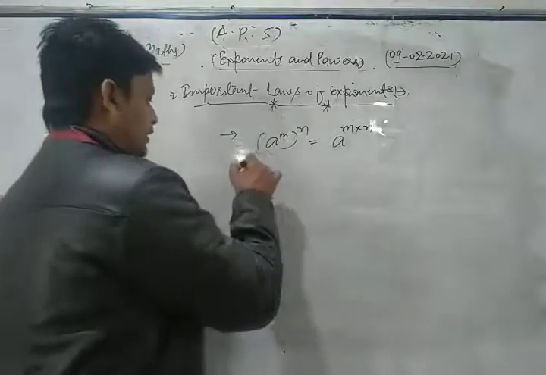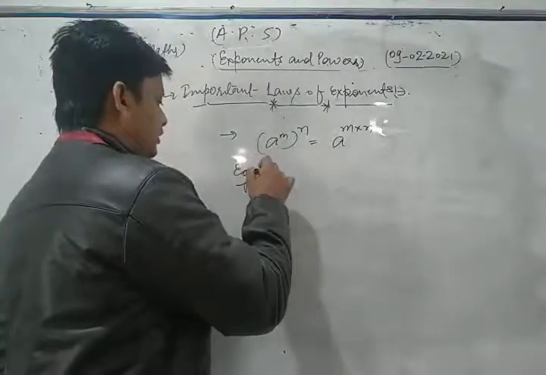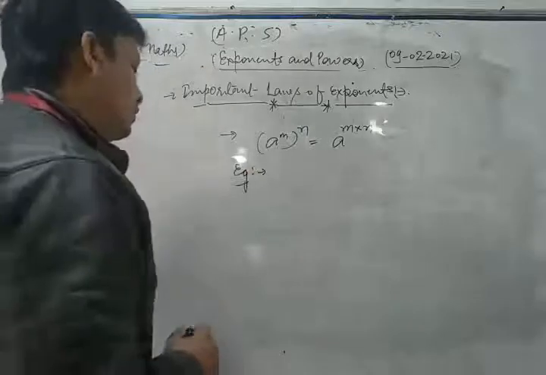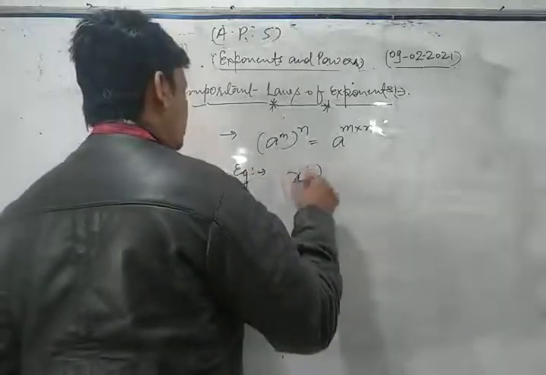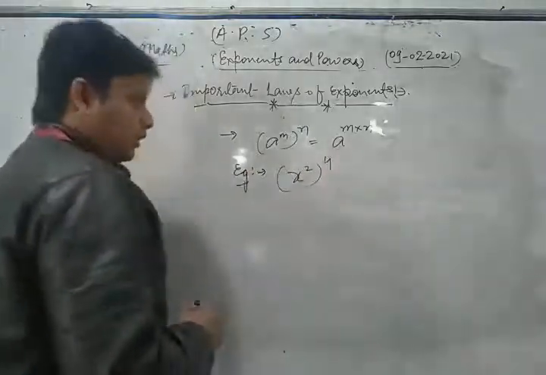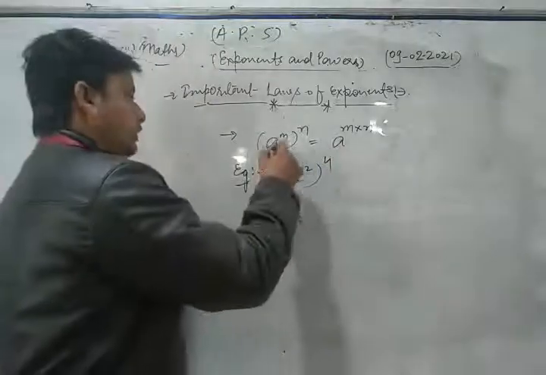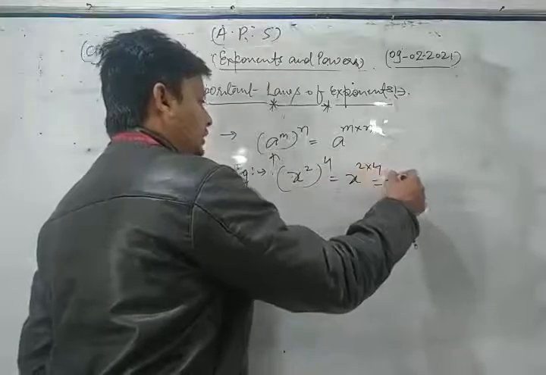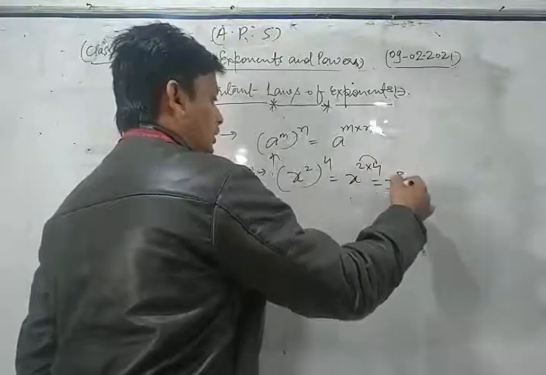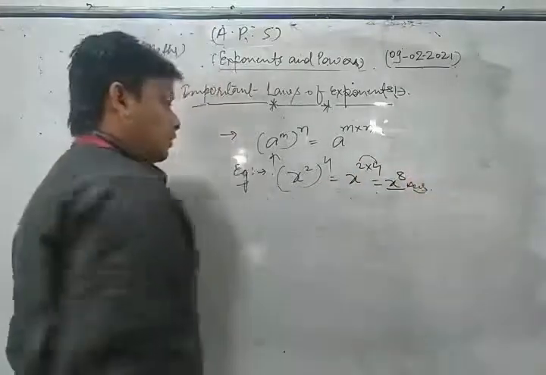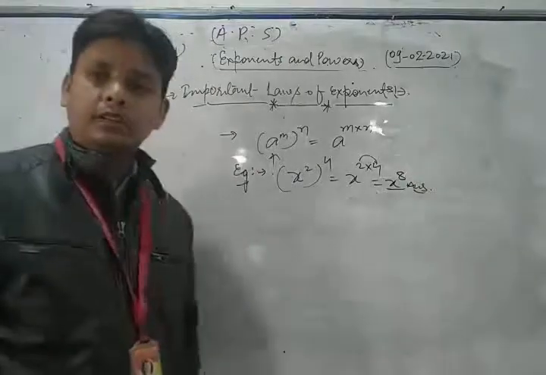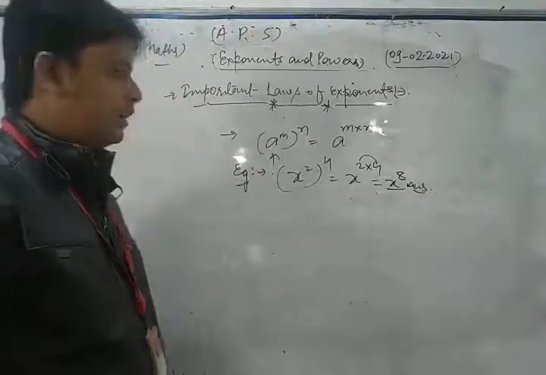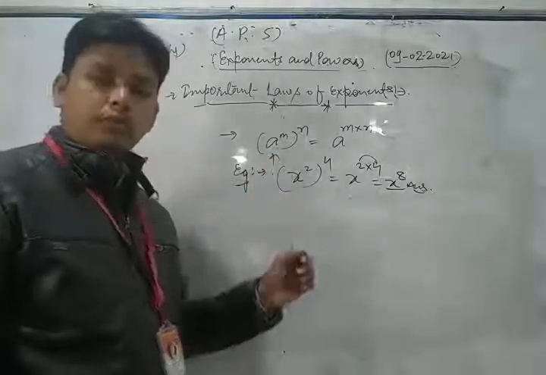Like that, we take an example based on that topic. If we write x to the power 2, whole to the power 4, now what do I do? Now we apply that law of exponents, and hence we get x to the power 2 into 4, that is x to the power 8. This is the required solution. Okay, dear students, we apply that law of exponents in this way.